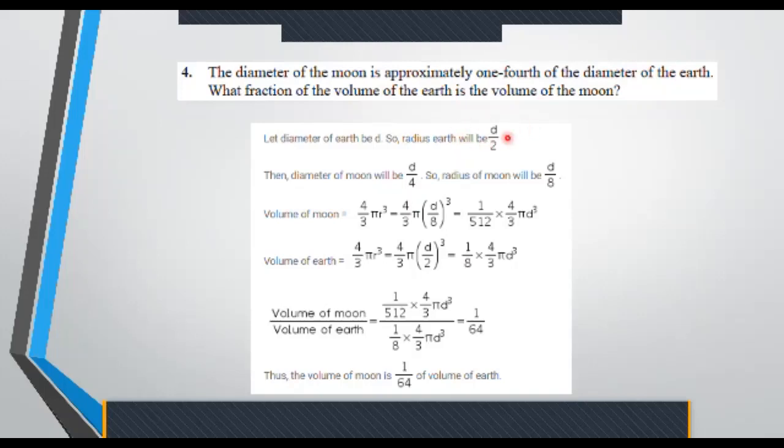So if the diameter is d, the radius of the moon will be this. Be very careful. If you go wrong here, your whole effort goes to waste. So the radius of the moon is d upon 8. Now the 4 upon 3 pi d cube gets cancelled off. So you're left with 1 upon 512 divided by 1 upon 8. When you reciprocate it, you get 8 upon 512, which is nothing but 1 upon 64.